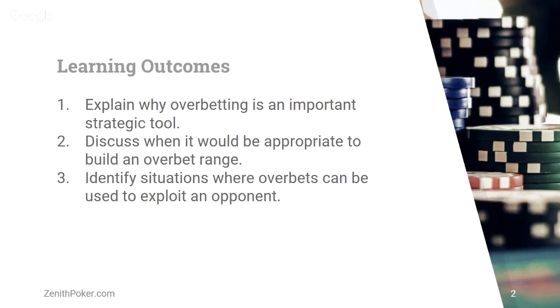Okay, so, yep, the learning outcomes for this tutorial. First, we're going to talk about why overbetting is important strategically, when it's appropriate to build an overbetting range, and we're also going to discuss situations where we can use overbets as an exploitative tool, to exploit an opponent that is weaker than us and is not expecting us to use overbets and doesn't know how to respond to overbets. Doesn't know how to respond to a player that knows how to use overbets, etc.